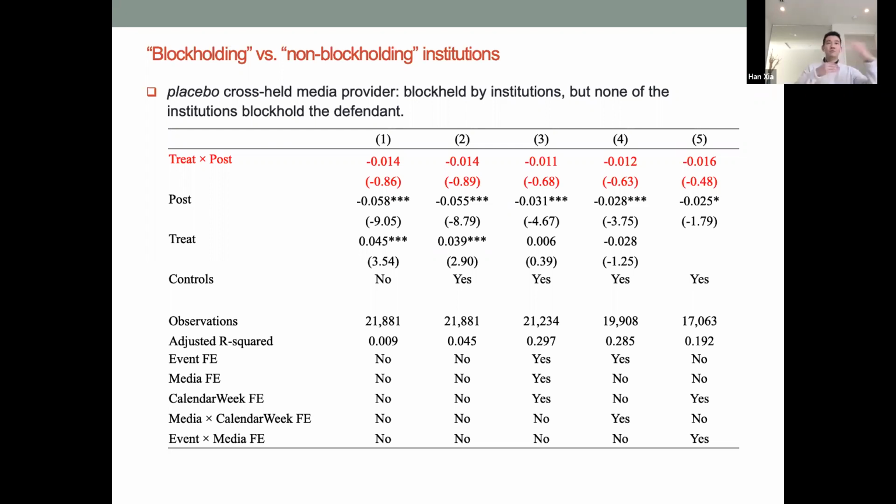So what these two tables combined tell us is that both the pumping and the dumping are important for our results. And therefore, our results are not likely explained by the alternative argument that the medium firm and the defendant firm are just talking with each other without the involvement of institutions.